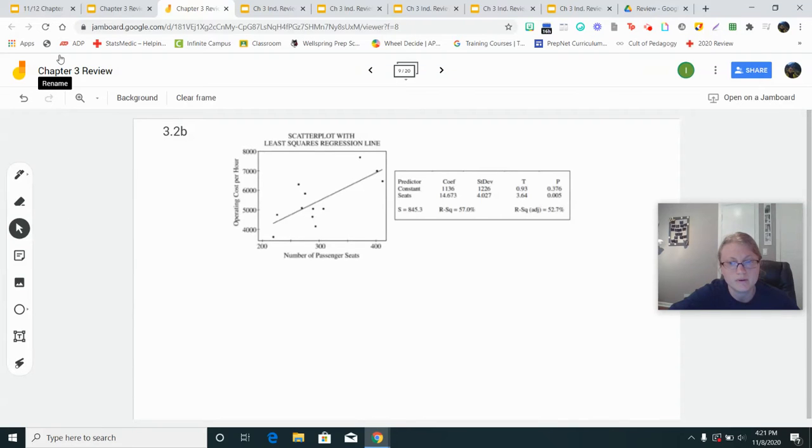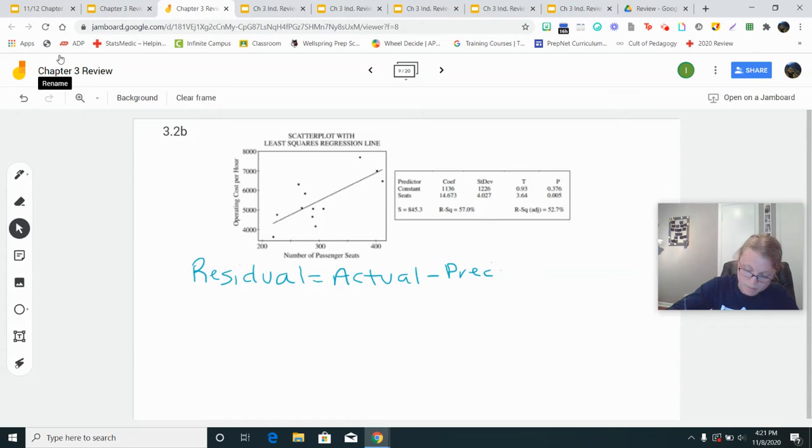Okay, so for 3.1 or 3.2b, we're looking at getting a residual and interpreting it. So what we want to do first is remember that a residual is the actual value minus a prediction. In this case, I have a scatter plot here, and these are my actual data values. All of these points are my actual points, and anything on the line is a prediction. So the dots are the actuals, anything you're using the line for is a prediction, and the difference between them is your residual.